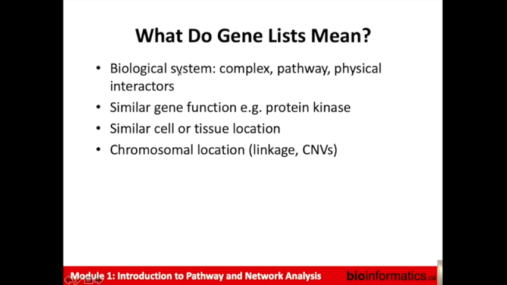So as I mentioned, gene lists have a meaning, and you have to understand that meaning to understand how to interpret them. So frequently, a gene list might relate to a biological system where we then want to understand protein complexes, pathways, or physical interactions that are part of that biological system. A particular screen might identify a list of genes that's related to a gene function or a molecular function, like protein kinases. It could identify a list of genes that's related to a similar cell or tissue location, or a chromosomal location. So clearly these lists of genes have very different meanings. Again, we need to understand that meaning to understand how to interpret the gene list.